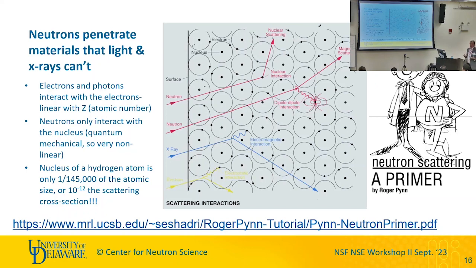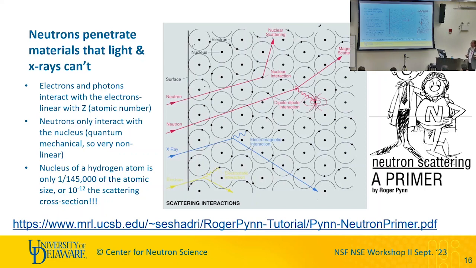The neutrons, on the other hand, interact with the nucleus. And if you remind yourself that for a hydrogen atom, the nucleus is only 1/100,000th of the size, the scattering cross section is roughly 10 to the minus 12, the square of that. So neutrons go through, they don't see much, because the nucleus is really small. So you can get amazing penetration with neutrons. You can image a fuel cell, for example, using neutron imaging. We don't have time to get into those things, but that's the beauty.